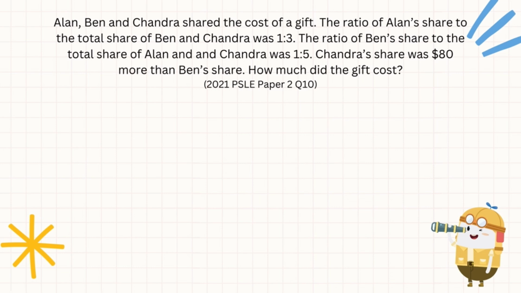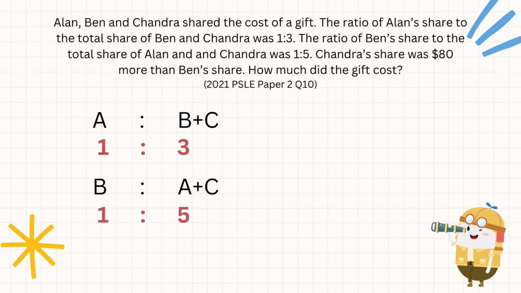Alan's share to the total share of Ben and Chandra was 1:3, and Ben's share to Alan and Chandra was 1:5. So let us try to go and write this out in a table. So we have Alan as compared to Ben and Chandra, and later on Ben as compared to Alan and Chandra. So with these two sets of values over here, we can actually write in their ratios. 1:3, 1, 3, and for Ben to Alan and Chandra, 1, 5.